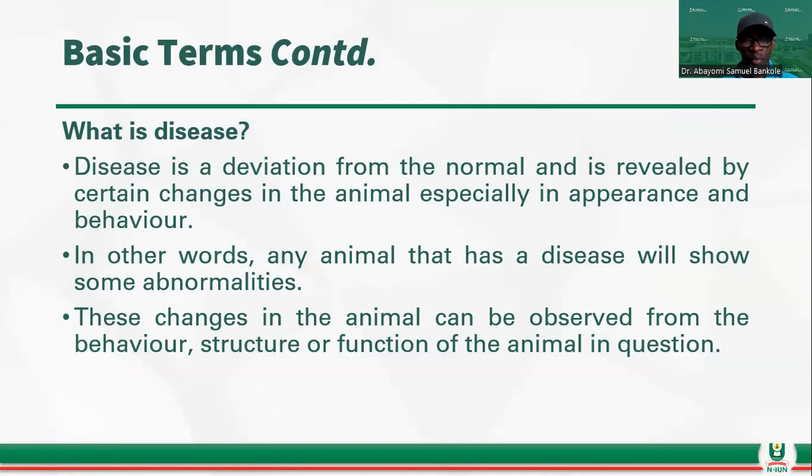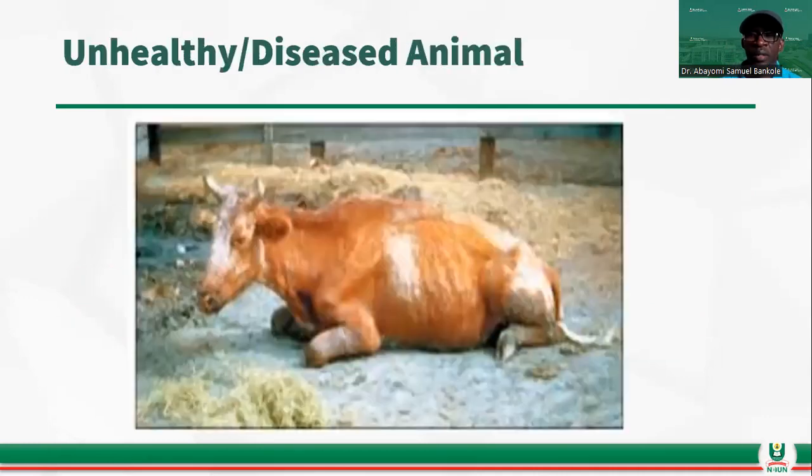So disease is deviation from the normal and is revealed by certain changes in the animal, especially in appearance and behavior. In other words, any animal that has a disease will show some abnormalities. Now these changes in the animal can easily be observed from the behavior, the structure, and function of the animal in question.